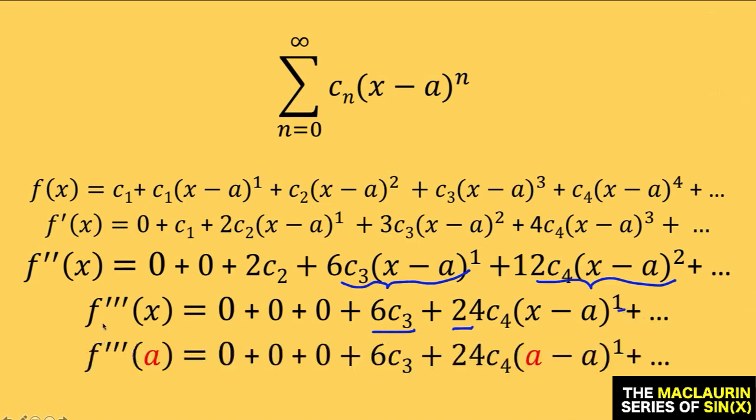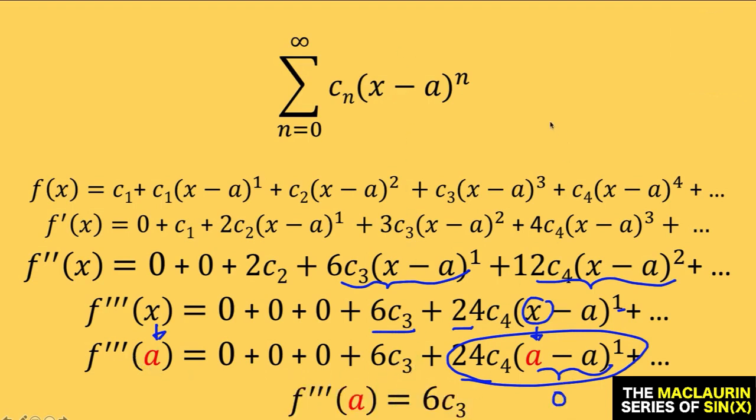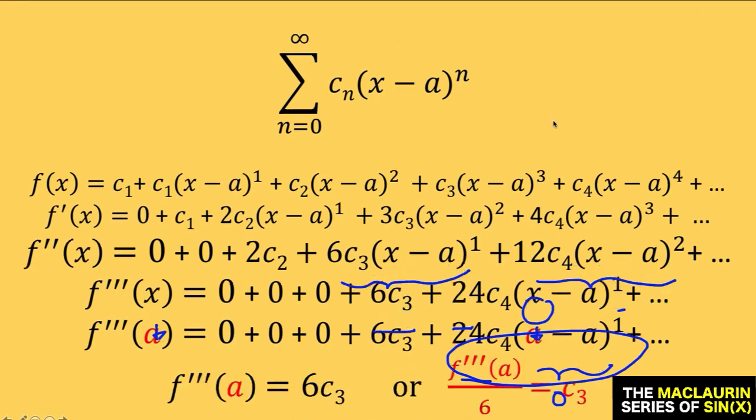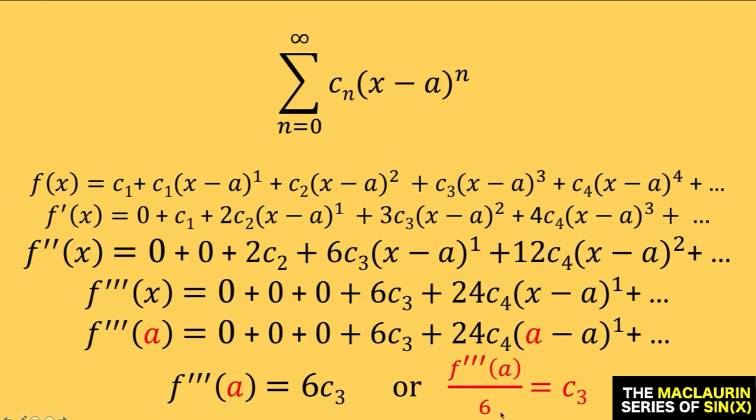Next, let's evaluate f triple prime of x at x equals a. So every time we see x, we replace with a. And this part becomes 0. So this entire term would be 0. So what we are left with is f triple prime of a equals 6c sub 3. And computing for c sub 3, we can divide both sides by 6. And we now have this expression for c sub 3, which is f triple prime of a over 6.